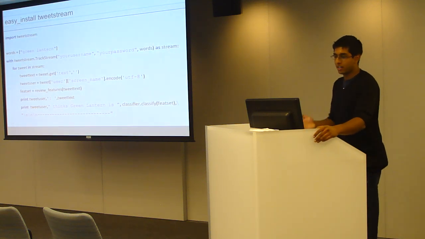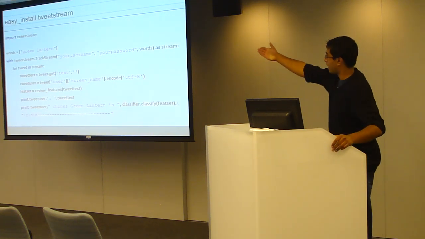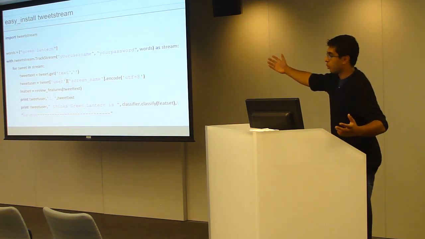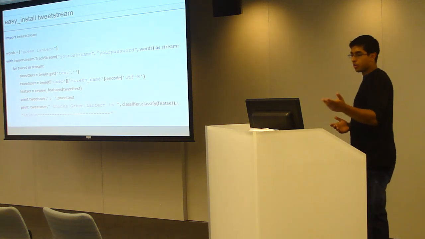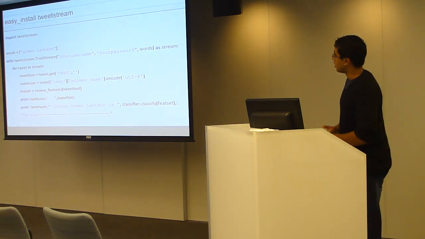We're going to start off by doing easy install of TweetStream, which is a Python module for the real-time Twitter API. And we're going to import that into our script. For words, this is something that's part of the TweetStream API. You can specify words for which it'll stream through. So if I give it Green Lantern, it'll give me tweets that are related to Green Lantern.